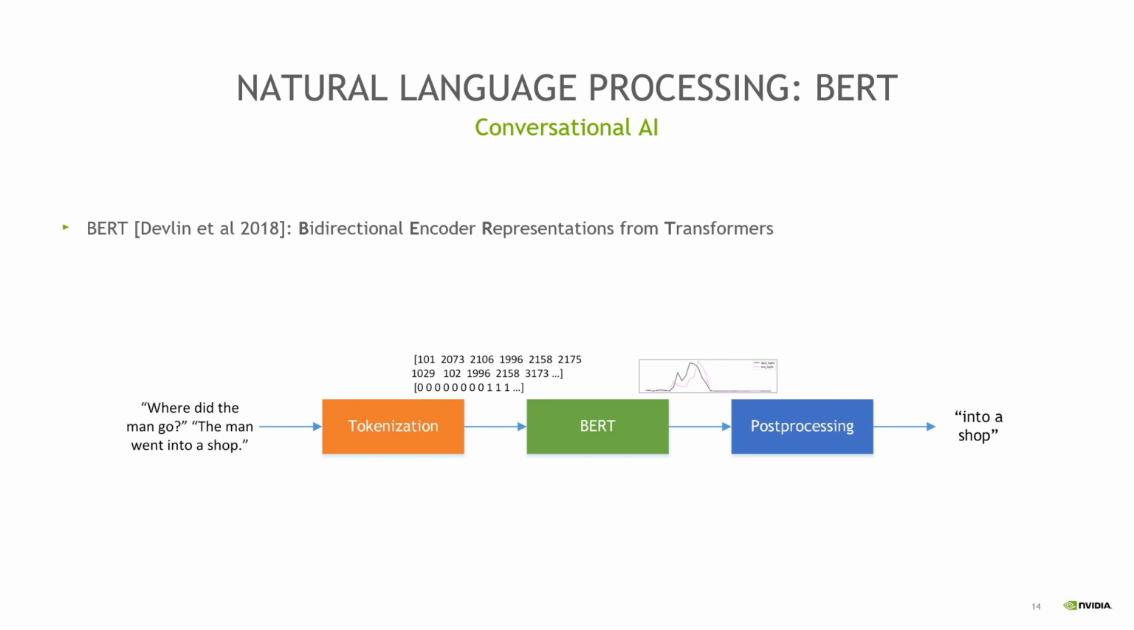In the preprocessing step, the model will tokenize the input. That is, it will split the words into segments of integers. Those integers are fed into the BERT model, and the output of the BERT is the probability distribution over the start and end positions within the passage that correspond to the answer to the question. After the post-processing step, we get the answer in the form of a text.